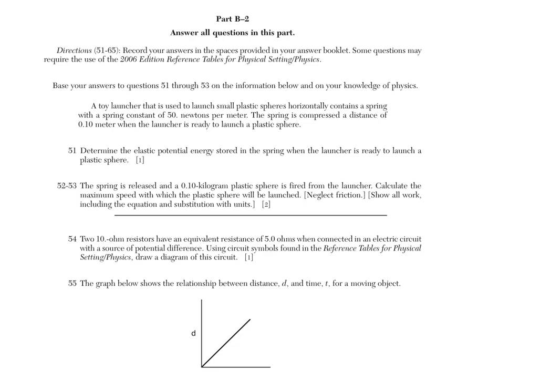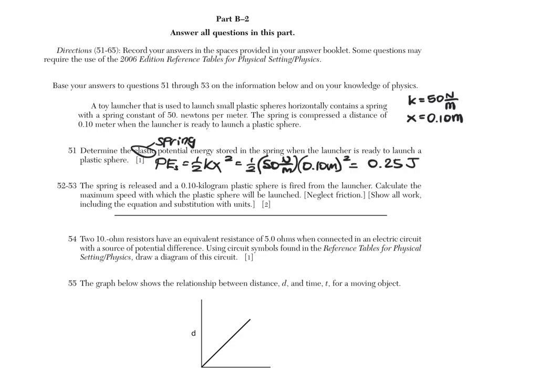So 51 through 53 talk about a toy launcher used to launch small plastic spheres horizontally, like a pop gun. It has a spring with a spring constant of 50 newtons per meter, and the spring inside is stretched 0.1 meters in order to launch the sphere. So it wants to know what's the elastic potential energy. That is spring potential energy.